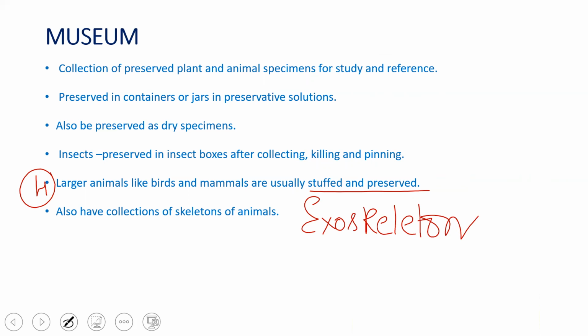Then comes the last method, that is the collection of skeletons of animals. So long ago, you know that there were rhinoceros, trinoceros and all.